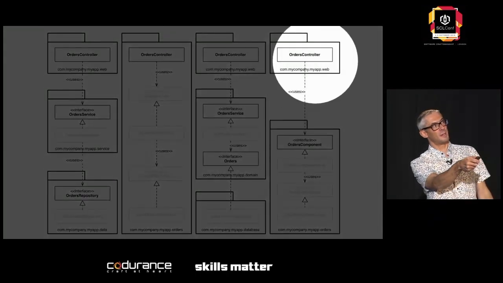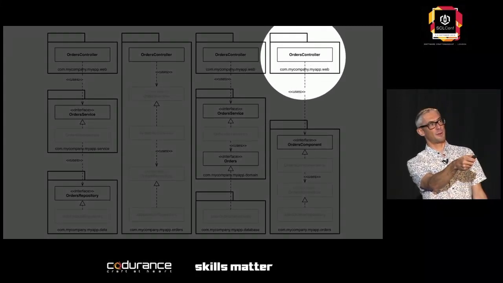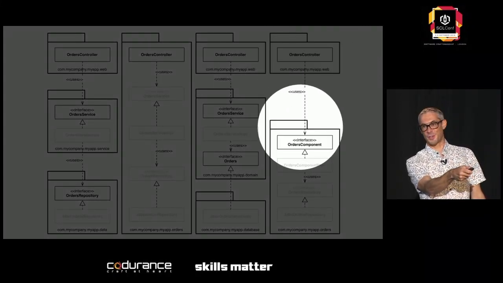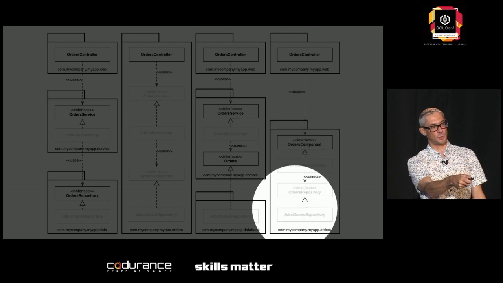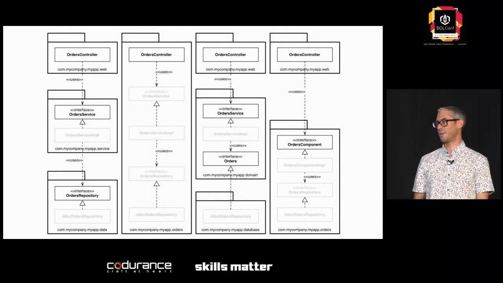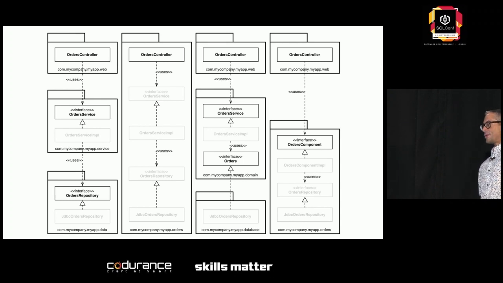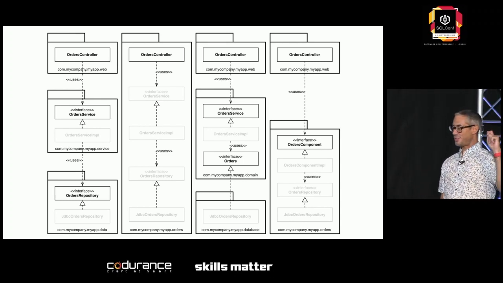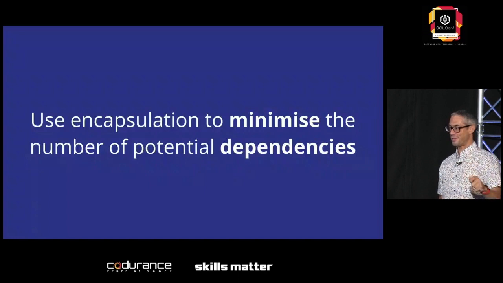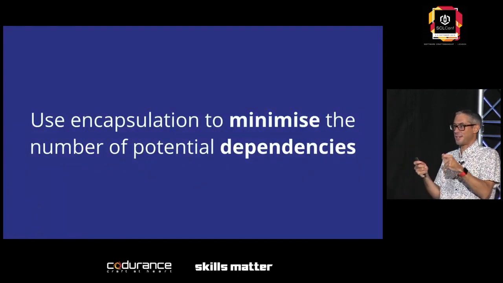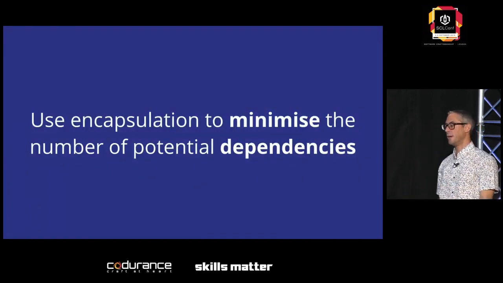Package by component. I'm going to treat the orders controller as a separate component. I'm going to have a single orders component interface, public interface, and all of this stuff I don't care about. It's an implementation detail. It's package protected. So what I'm trying to do here is I'm trying to use encapsulation, proper encapsulation, in this case using Java's packaging mechanism, to minimize the potential number of dependencies I have on my code inside that package.